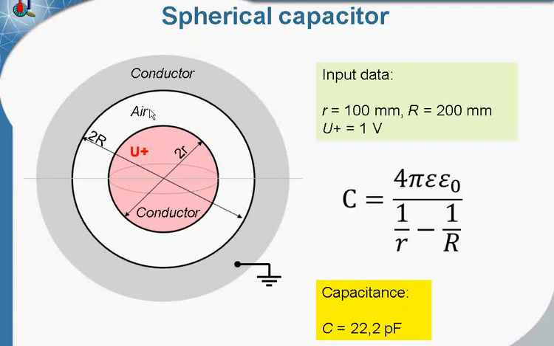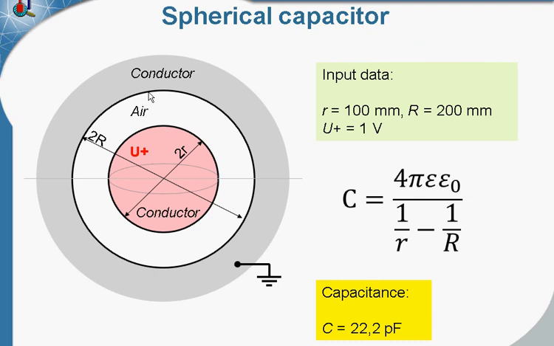Next case is the spherical capacitor. We have two massive conductors, inner solid sphere and the outer hollow sphere. The inner sphere has the potential of plus 1 volts and the outer sphere is grounded. There is the air between the spheres, so this construction is a spherical capacitor. Our task is to calculate the capacitance of this capacitor.